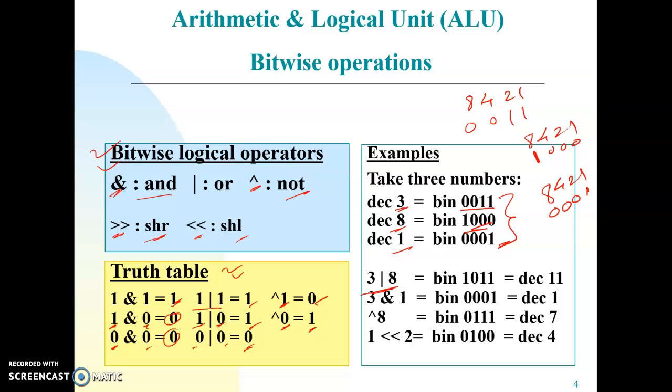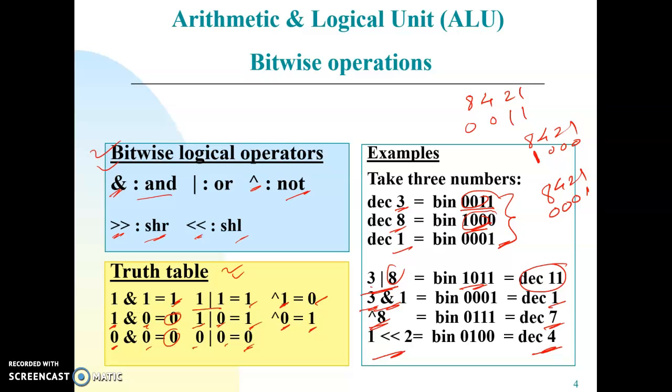Now here what we are doing, we are performing the OR operator. We have binary of 3, we have binary of 8. So we can perform it, and we'll get decimal 11. This is by performing logical AND, we'll get this. Logical NOT, we'll get decimal 7. This is shift left, we'll get decimal 4.